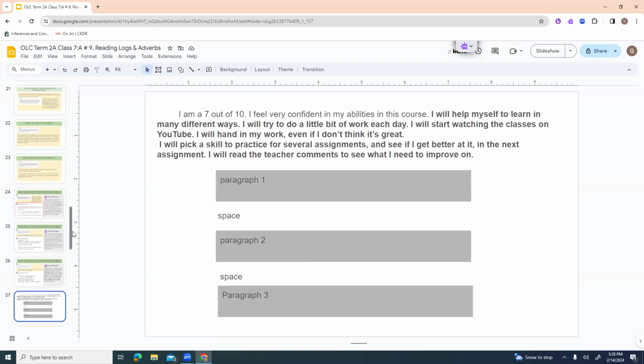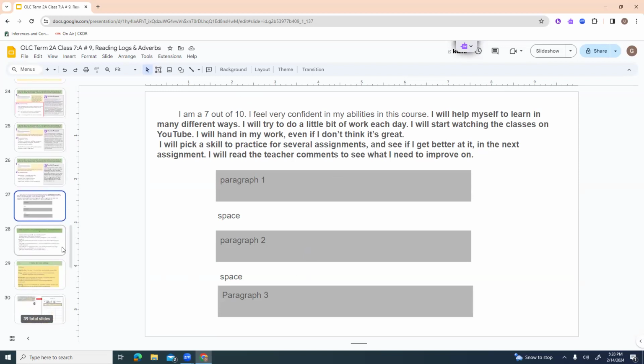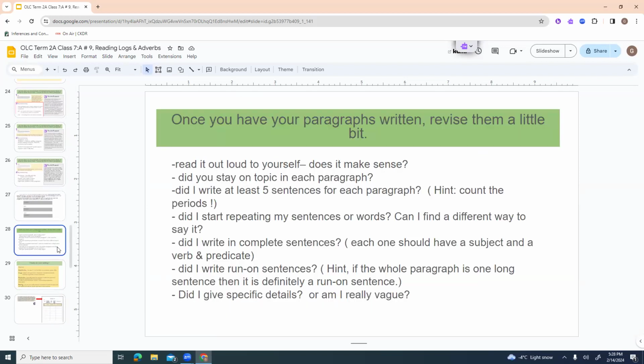And that's just one way to indicate that you're grouping your ideas, right? It makes it a little bit easier for your reader to understand. I think it makes it easier for the writer once you get used to it, but it can be a bit tricky to get used to. All right. Once you have your paragraphs written, revise them a little bit.